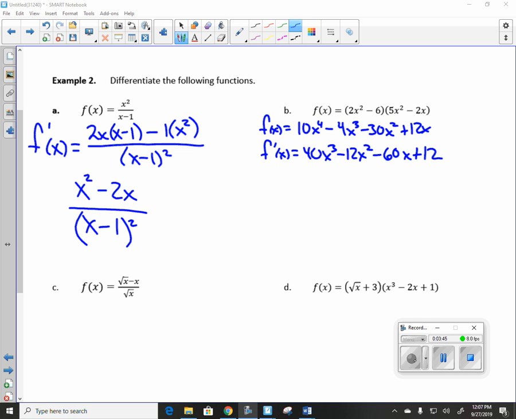Did you get 40x cubed minus 12x squared minus 60x plus 12? Okay, so here's where I'm trying to make my point. Josie asked a great question yesterday. Why didn't you teach us the shortcut rule earlier? Okay. Well, part of it is I see what we're preparing for, but this is a key point right here. You could always take this and simply just multiply it out and use the power rule in that way. However, eventually the problem's not going to look like that.